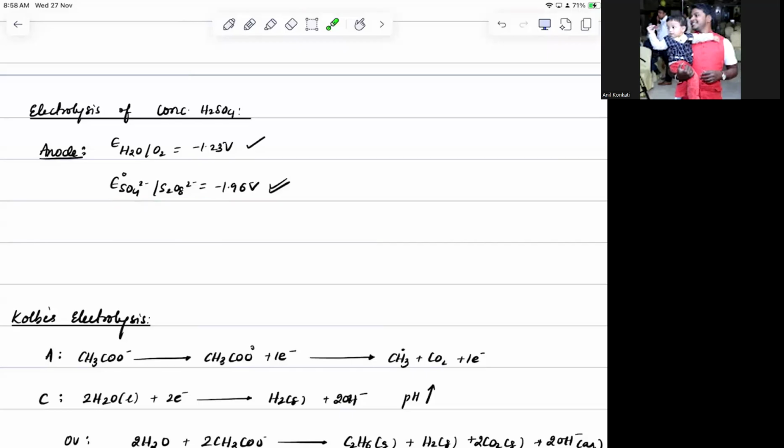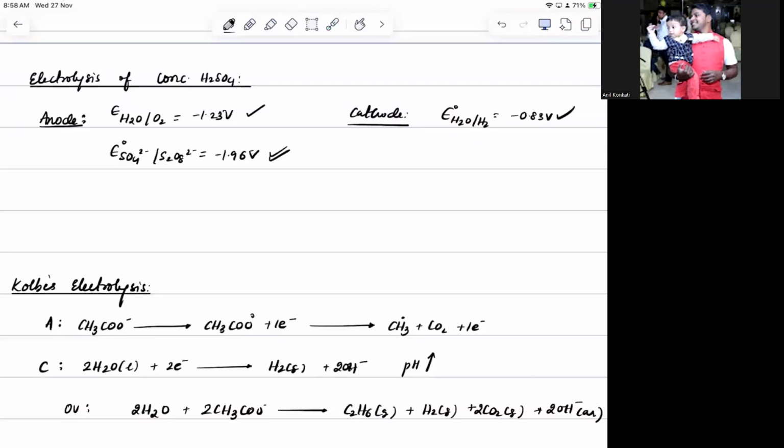At cathode, there is no such issue. At cathode, we will have a similar case. H2O to H2 here will remain minus 0.83 volts, and that will dominate. Only at anode, the reaction will be like this: 2 moles of SO4 2 minus will convert into S2O8 2 minus plus 2 electrons.